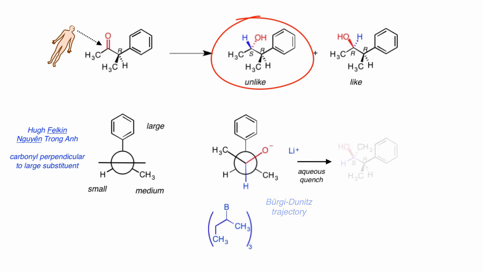After aqueous quench to give the alcohol, you can see that the chirality does not match that of the like diastereomer, but rather corresponds to the unlike diastereomer by bond rotation around the sigma bond between the chiral centers.